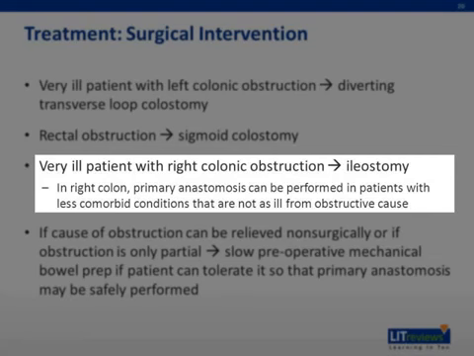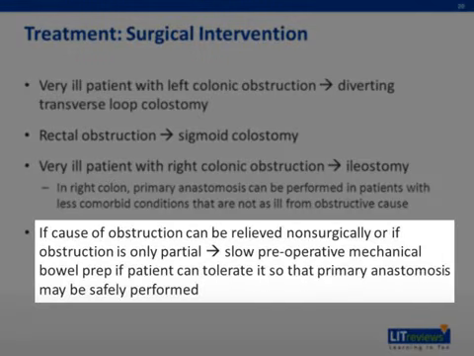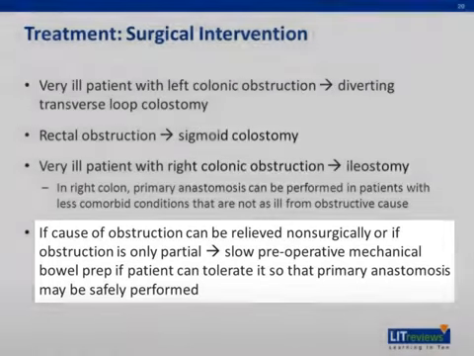However, in younger patients without substantial comorbidity, some surgeons would consider primary anastomosis, assuming no intraoperative hypotension, significant blood loss, or other complications are present. If the cause of the obstruction can be relieved non-surgically through procedures such as decompressing a volvulus, or if the obstruction is only partial, deferring surgery temporarily and supporting the patient while the large bowel is cleansed so that a primary anastomosis may be performed more safely is preferable. A slow preoperative mechanical bowel preparation is indicated for patients who have incomplete obstruction, provided the patient can tolerate it.